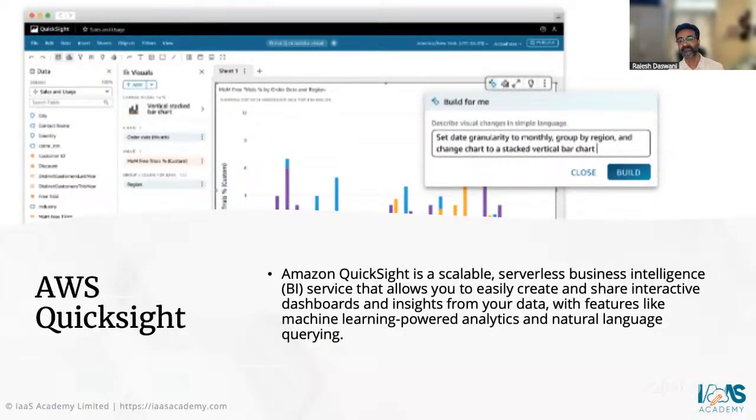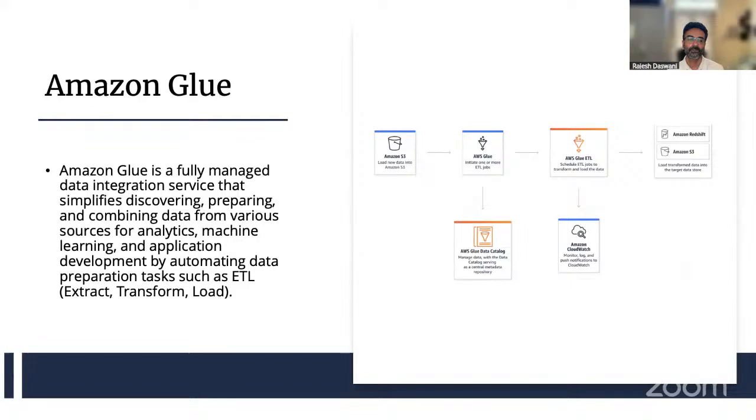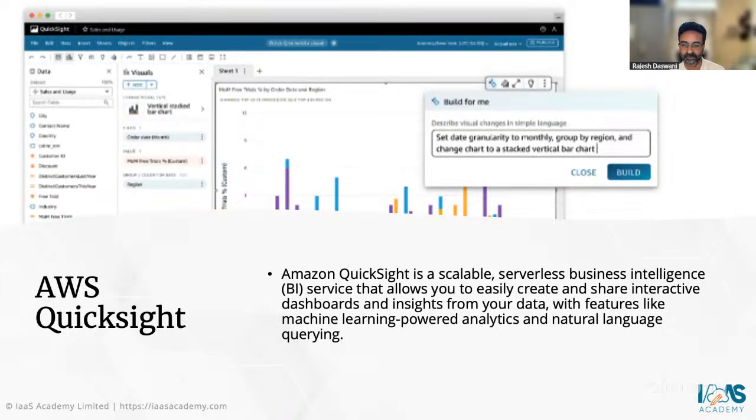QuickSight. Now, on the exam, QuickSight is a really simple question to answer. Basically, any question that is looking for business intelligence, that is wanting you to create business intelligence dashboards or reporting services, share interactive dashboards and insights from your data with features like machine learning powered analytics or natural language querying, QuickSight is the one that you want to select in those answer options. Okay, so you've got Athena, you've got Glue, and you've got QuickSight. Those are the different application analytics services.